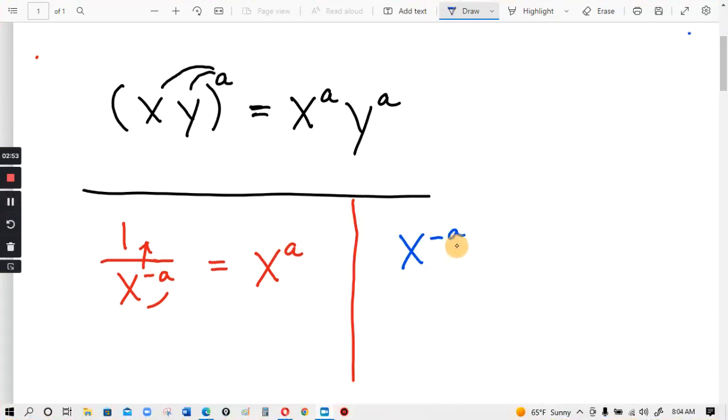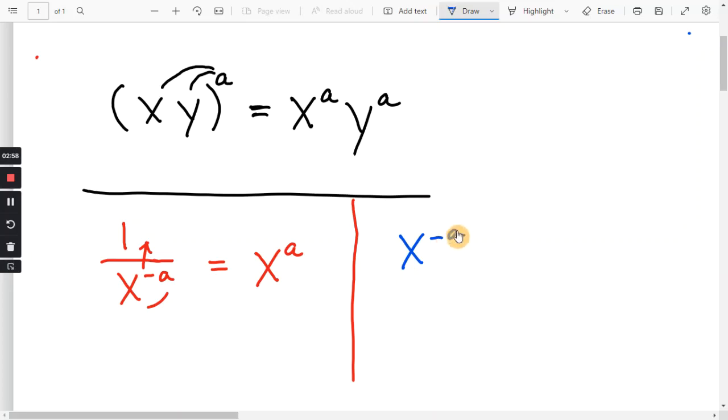The same holds true with a negative exponent in the numerator. Here we have x to the power of negative a. And you can put this over 1. It's the same thing. We can take this whole thing and move it to the denominator. And all we have to do is change the plus-minus sign on the exponent. So x to the negative a divided by 1 is the same as 1 over x to the positive a. So the negative a became positive a, and we just moved it to the denominator.